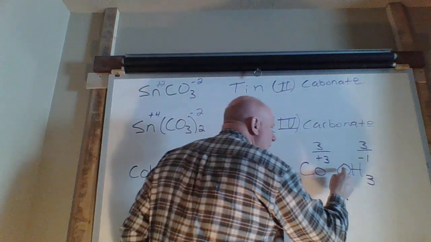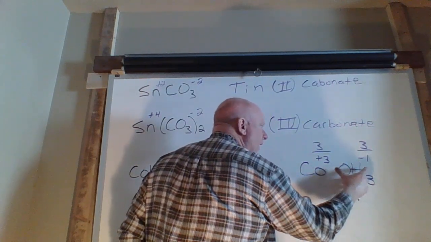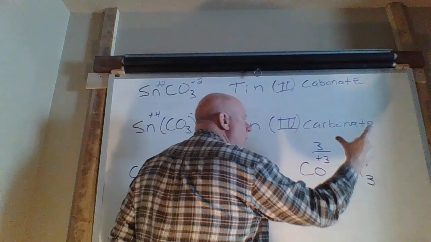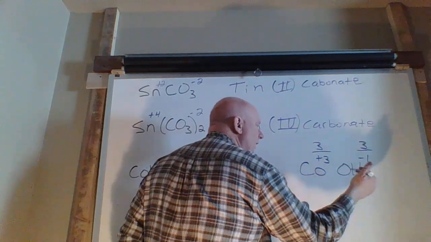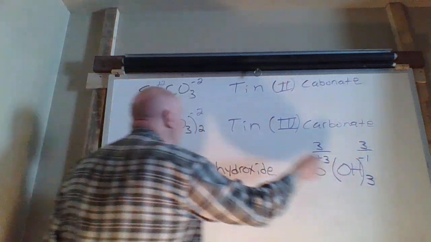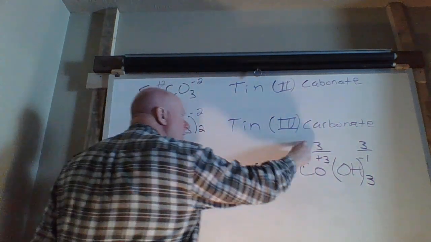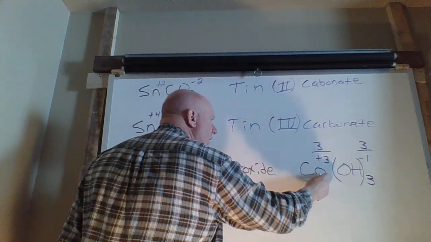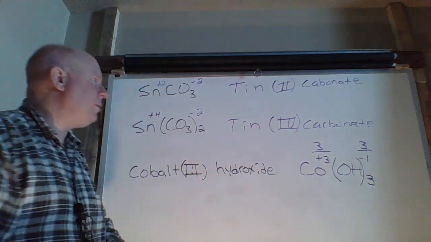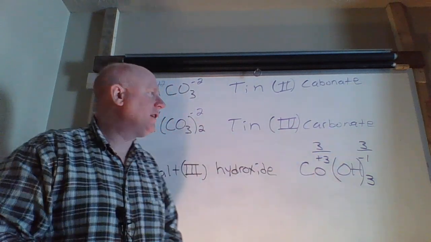We don't want 1 oxygen and 3 hydrogens. This whole thing has a charge of -1, but we want 3 hydroxide ions. So we put that in parentheses, just like what we had illustrated up here. And then 3 divided by 3 gives us 1, and we've got 3. So that would be the correct way that you would write out cobalt-3 hydroxide.